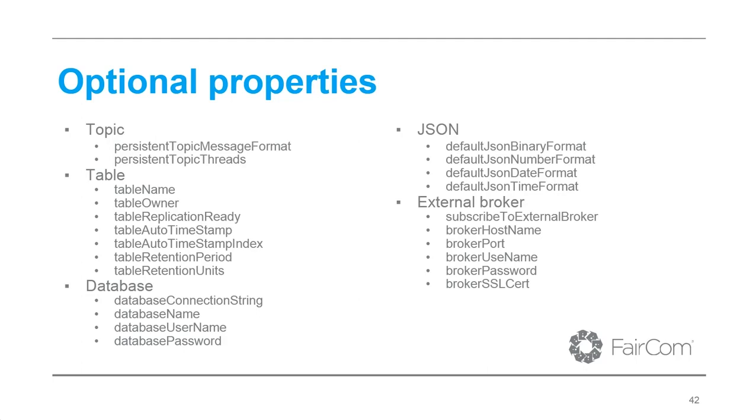There are a lot of optional properties. We don't have time to go into all of these, but I think some interesting ones are around the JSON. You could store binary data in JSON documents, and even though there's not an official time or date type, you can store that in JSON documents, right? They're just strings, but they have a certain format, so we can understand that. External broker is pretty interesting. I hinted at that earlier, where we might be deployed as an MQTT broker, but if you have others, we can subscribe to them and pull that data in and then persist it, just like one of our own persistent topics.